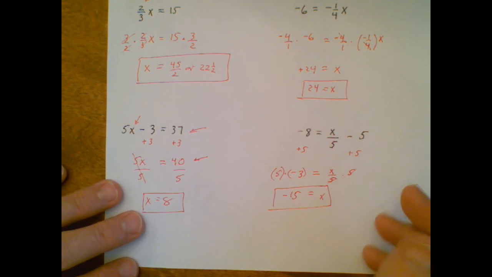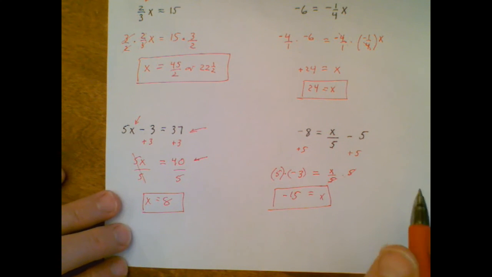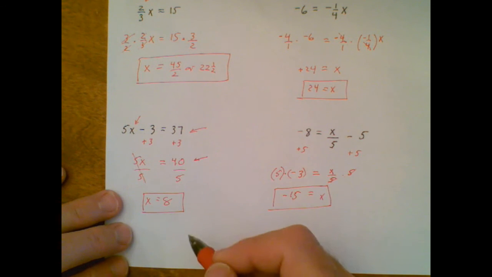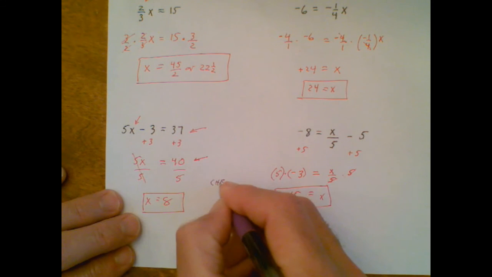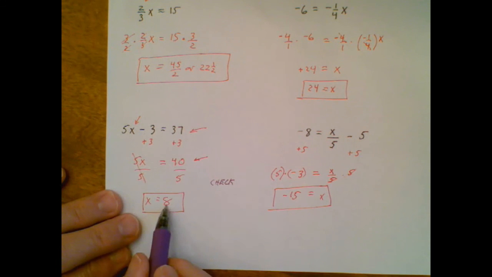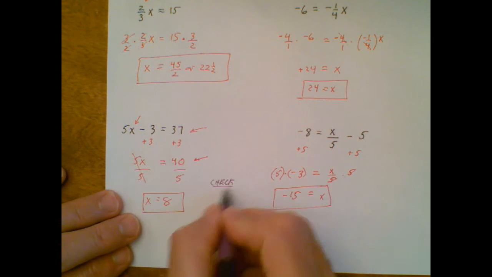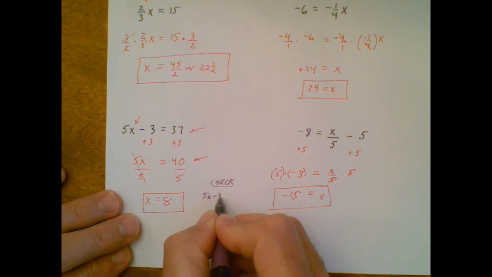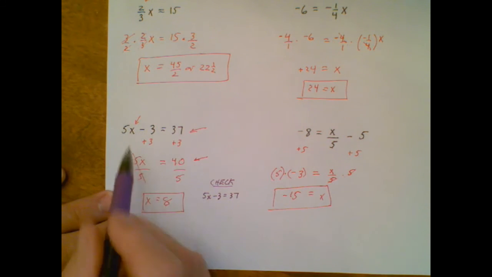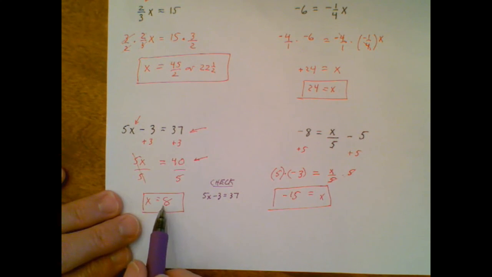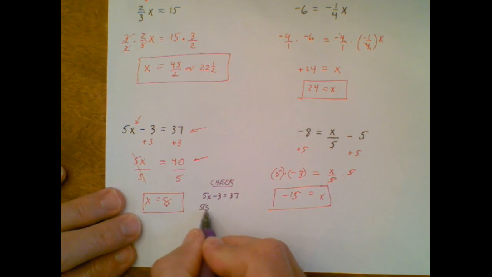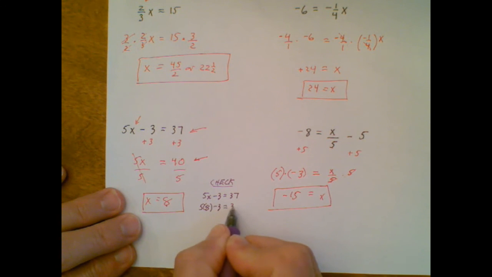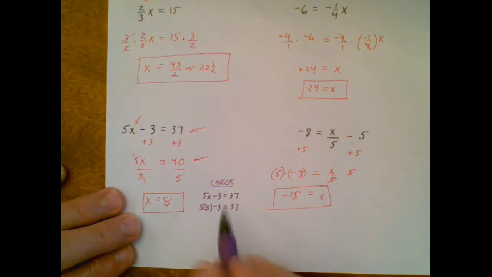Let me show you one little more pro tip. Anytime you get to a final answer, you can check yourself by plugging back into the original problem. So I'm going to take 5x minus 3 equals 37. And I thought 8 was the answer. I'm going to go ahead and plug 8 in for x. And if 8 is a correct answer, this is going to work out to give me a true statement.